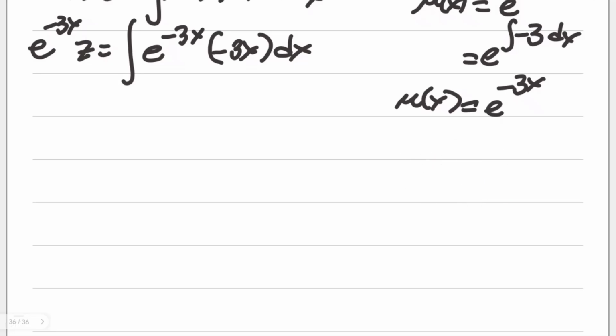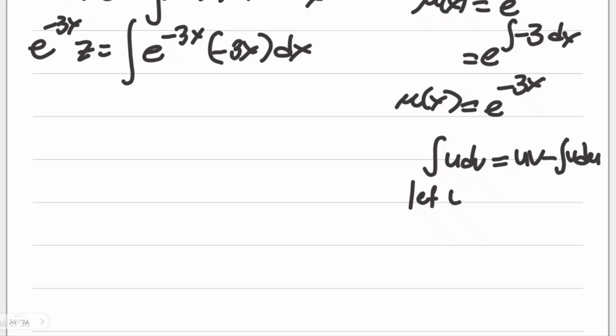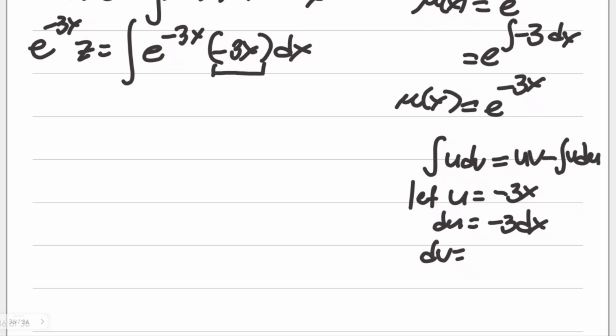Okay, integration by parts. So we are going to do this process. This is expressed in terms of u dv. We are going to solve for u and v and du. We have this form, uv minus integral of v du. So let u be our algebraic expression, minus 3x. Our du is minus 3dx. And the remaining, if this is our u, that would mean our dv is e to the power of minus 3x dx.